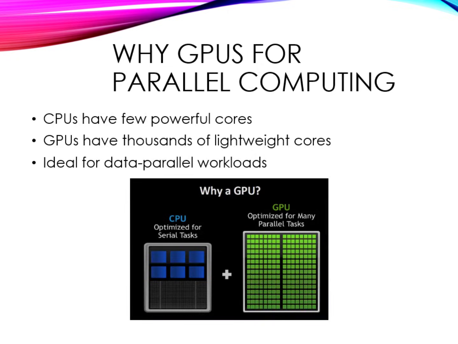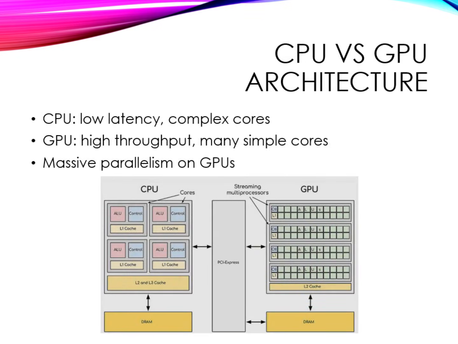A standard CPU is designed with a few powerful cores optimized for serial processing. In comparison, the GPU consists of thousands of small, lightweight cores. So, this architecture itself makes the GPU ideal for data parallel workloads, where the same operation is applied to massive datasets simultaneously. Here, as you can see, we see the architectural differences.